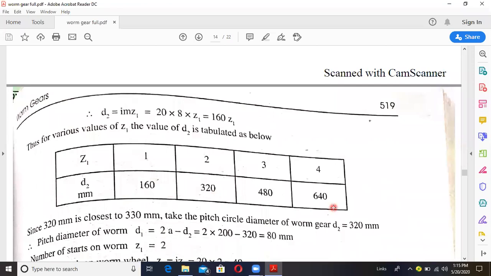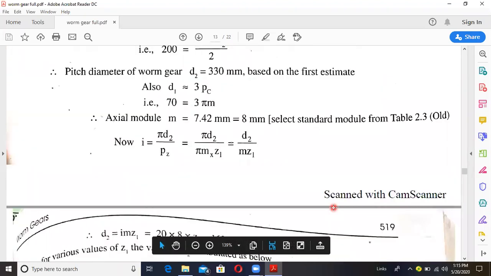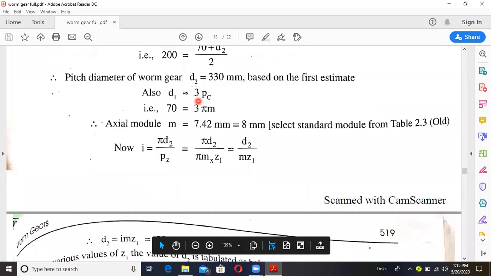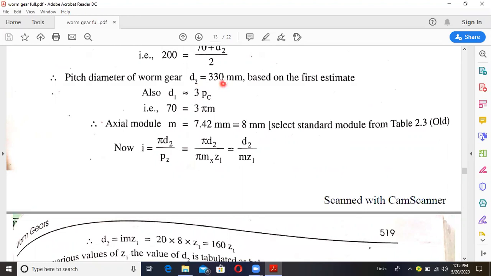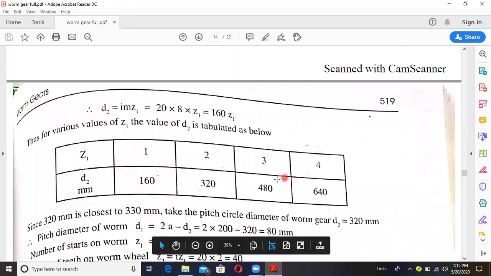Now we have to see previously in first estimation how much the value of D2 we got. See here, in the previous first estimation we got D2 is equal to 330 mm. Now go to the table. Now check which is the nearer value for 320 in this table.